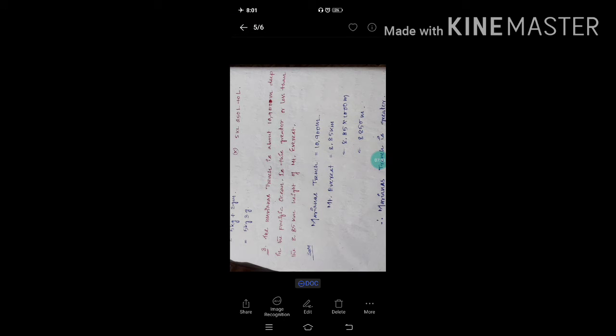Now tell me which one will be bigger. This one is 10,900 and this one is 8,850. So this will be bigger. The Marianas Trench is greater. So that is your answer.